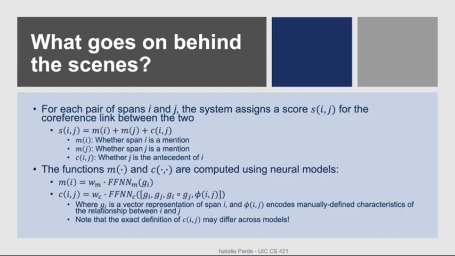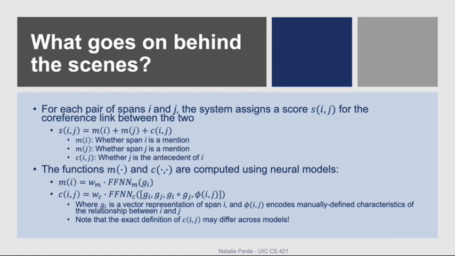Behind the scenes, this means that a neural coreference resolution system typically works as follows. First, the model will consider every possible span of text as a mention. So we'll consider two spans, i and j, of arbitrary length less than some value k.